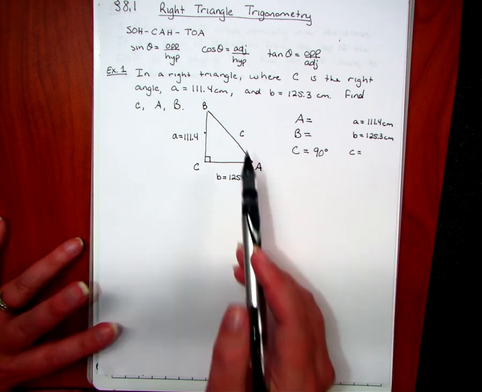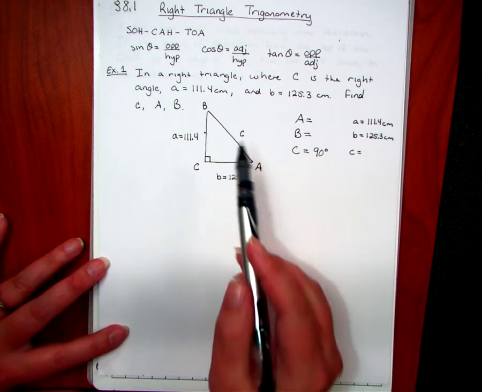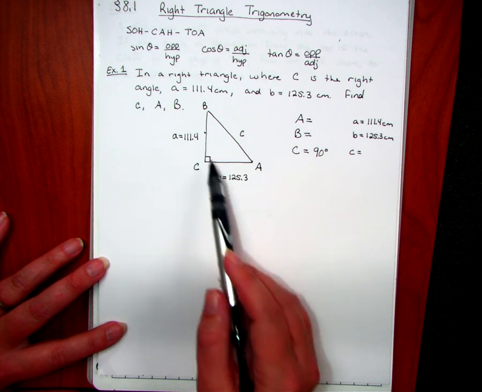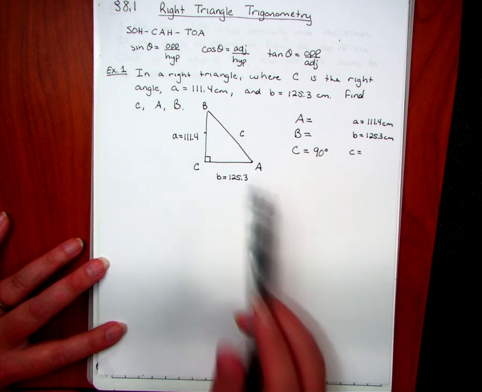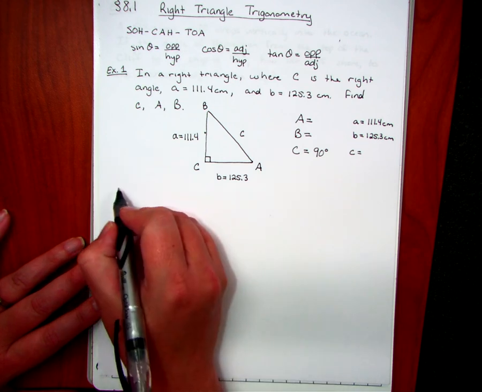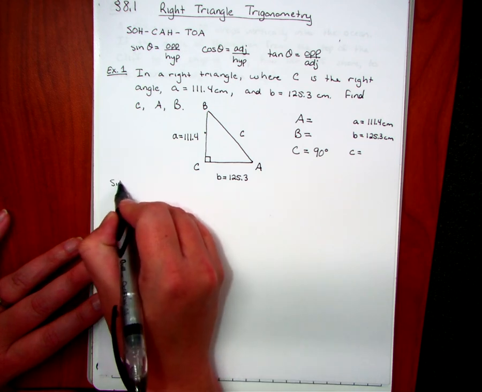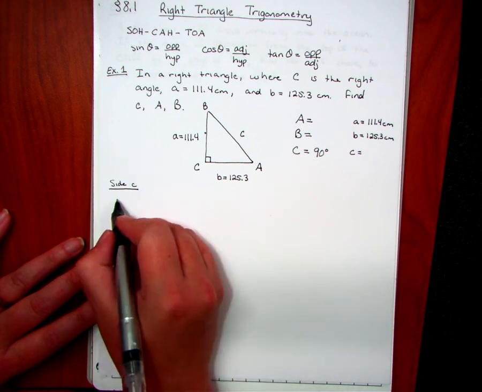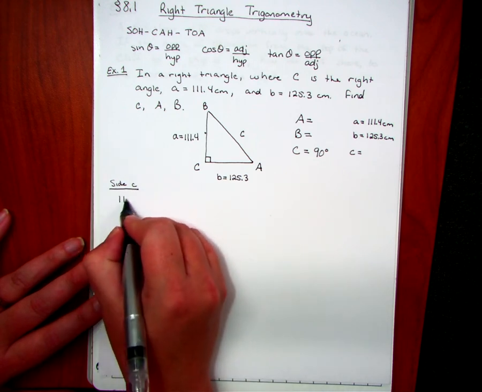So I'm going to go ahead and start with side C first. Little c is the hypotenuse of this triangle. And so since we were given little a and little b, we have the two legs. And so Pythagorean theorem is going to work really well here. So to solve for side C, we're going to get a squared plus b squared.